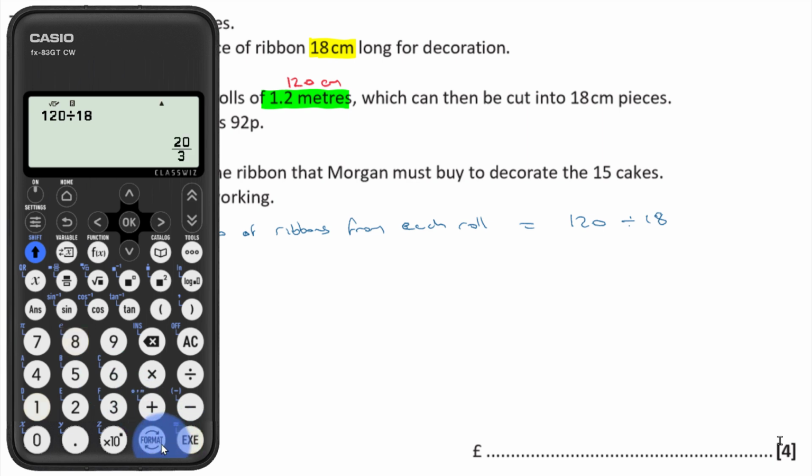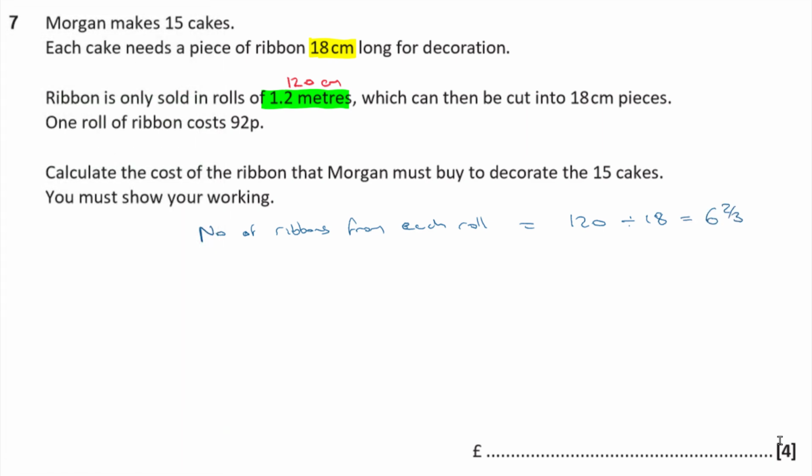So 18 into 120. Now that's 6.6 recurring, or 6 2/3. Just going to write down 6 2/3. Okay. Now 2/3 of a ribbon is not going to help us here, is it? It's going to have to be 6. That little extra bit of ribbon that you have on the end is not going to be of any use to us, because we need 18 centimeter ribbons, and we can't have one which is 2/3 of that, 12 centimeters long. It's not going to be long enough.